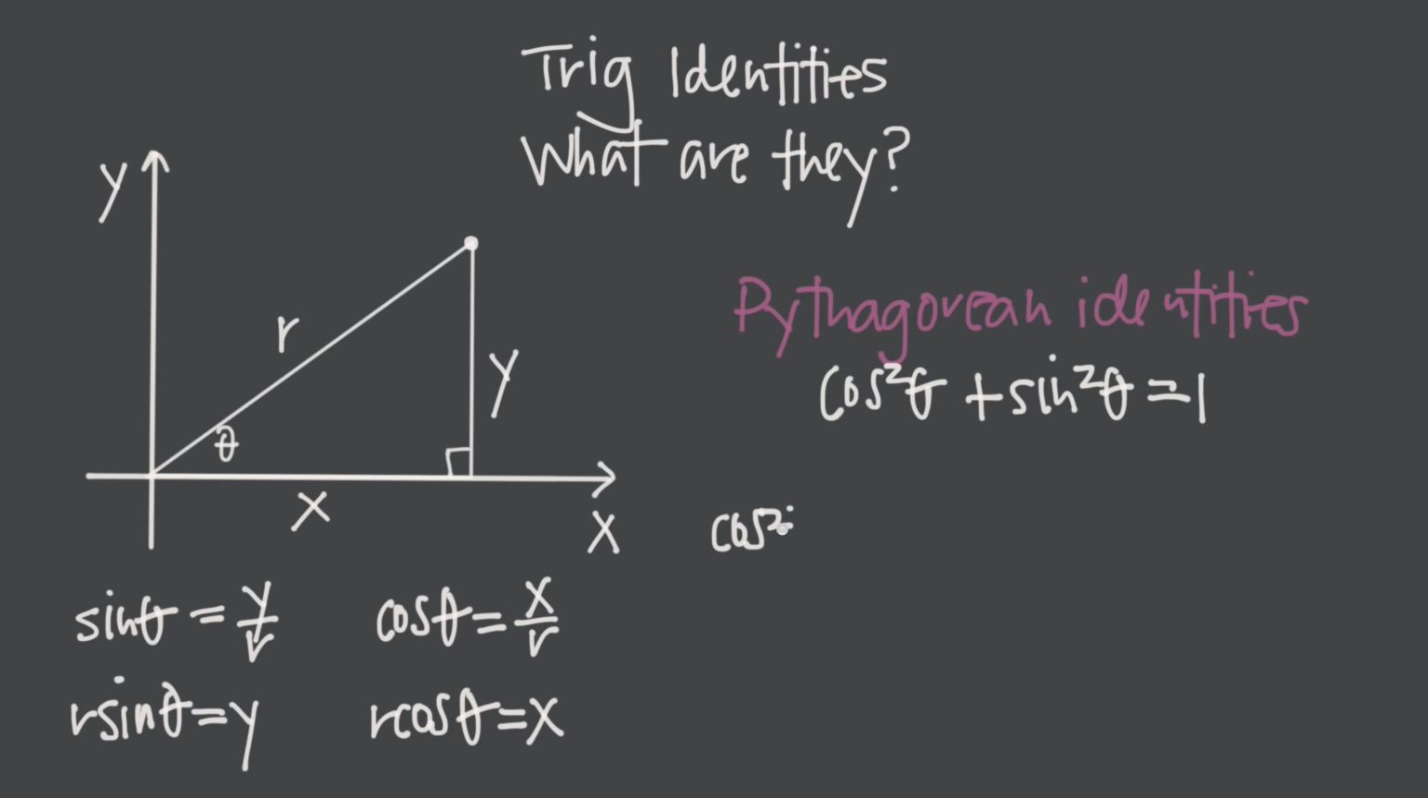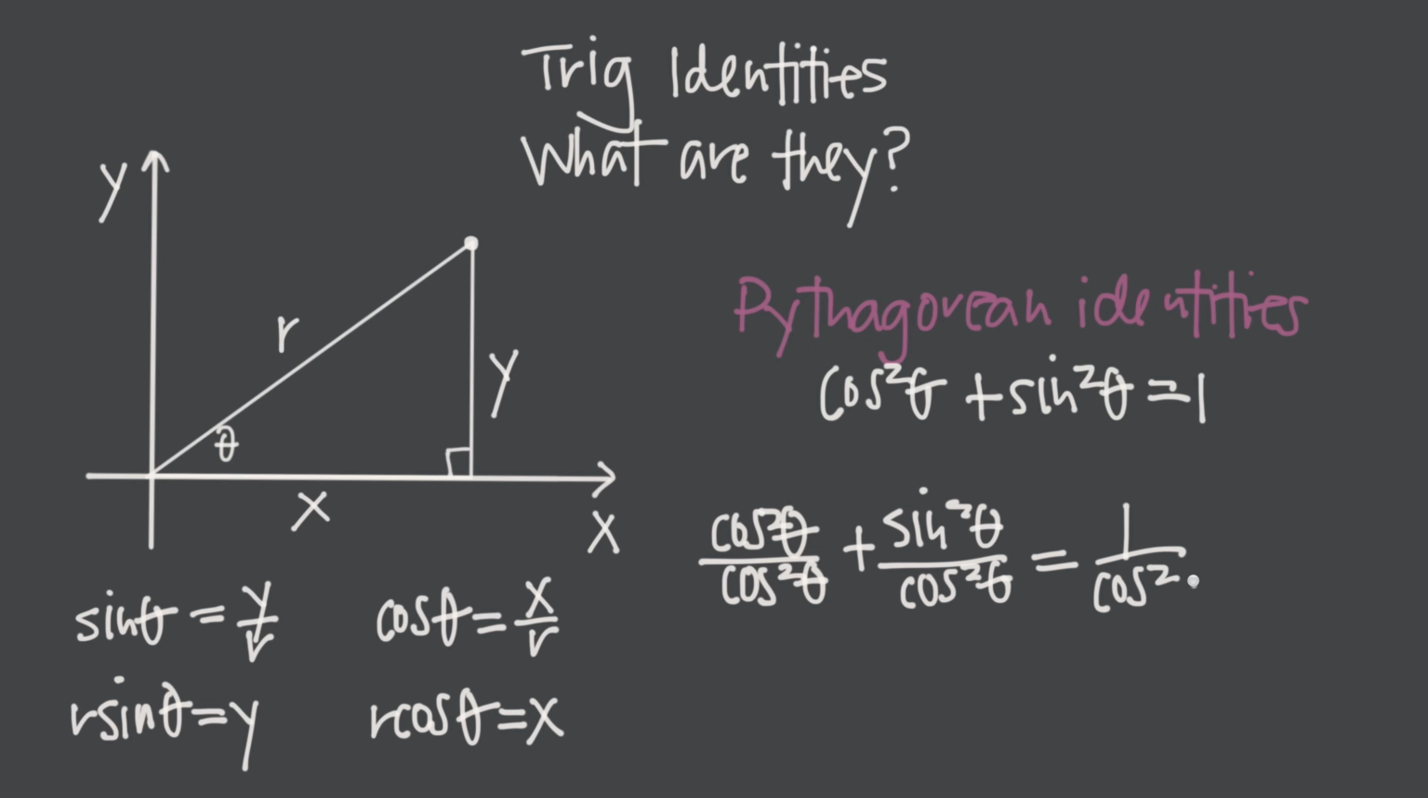Well, we would get cosine squared theta over cosine squared theta plus sine squared over cosine squared, which is equal to 1 over cosine squared theta. Well, cosine squared over cosine squared is 1. Remember that sine divided by cosine is the same as tangent. So sine squared divided by cosine squared is going to be tangent squared. So I'll get tangent squared theta. And then 1 divided by cosine, remember from our reciprocal identity, 1 divided by cosine is the same as secant. So 1 divided by cosine squared will be secant squared.